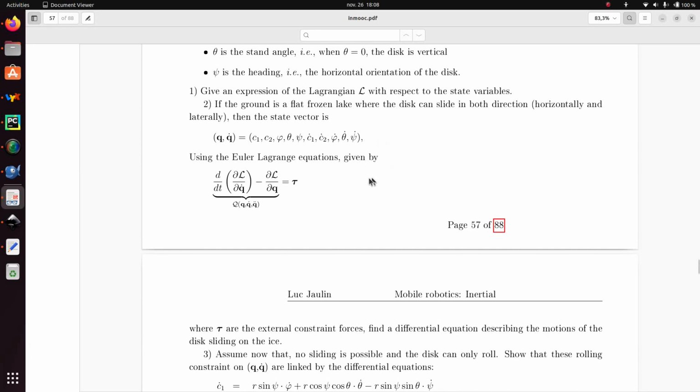And we can obtain the state equation using the Euler-Lagrange equation, which is given here. Tau corresponds to the external constraint forces. Here, since everything is frozen and sliding everywhere, I will assume that tau equals 0, and I have to find the expression for this differential equation. I mean, I have to find an expression for q double dot, because then I will have the differential equation describing the motion of the disk.